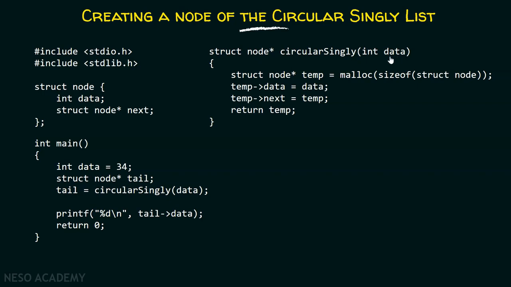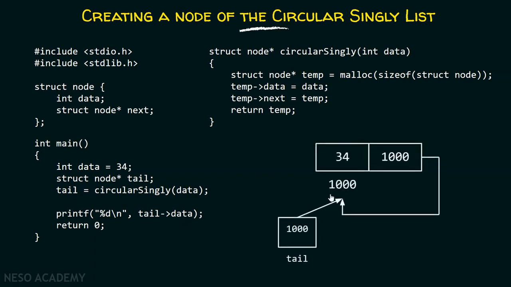And you can see over here this is a circular singly function. Here this integer data, that is this variable, will receive this value 34. We have this temp pointer declared over here and to this temp pointer we are passing the address of the node. And you can see the memory to the node is allocated by the malloc function, right? After this, to the data part of the node, we are storing the value 34 and to the next part we are storing the address of the node itself, that is temp, right? And finally we will return temp back to the main function which is received by the tail, that is the address of the node, and then using tail we can print the data of the node. And that's it.